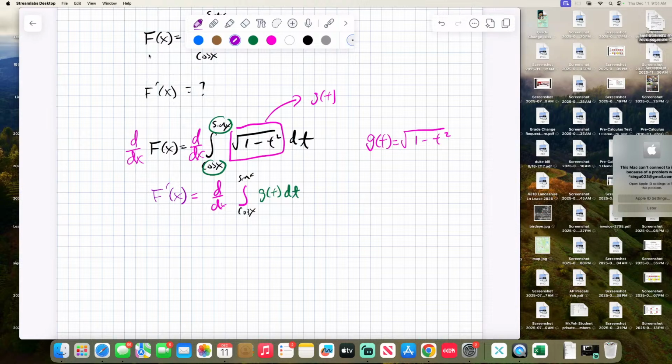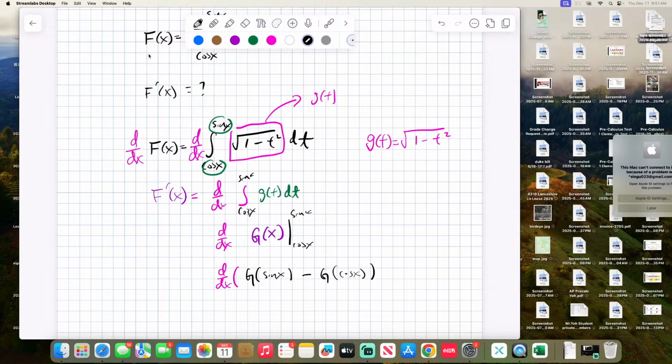Capital G, right? Capital G of x, right? And the d/dx is still there, right? And the boundary is still there. The boundary is sine of x over cosine of x. And I'll just plug in: d/dx of big G of sine of x minus big G of cosine of x. Remember, I didn't know how to take an integral, but I know how to take the integral from non-capital g to capital G. Why does it matter? It doesn't matter because I'm going to take a derivative after that.